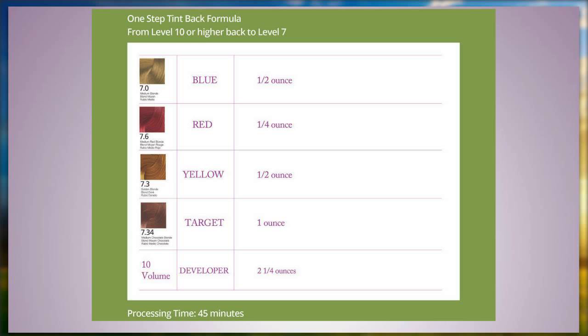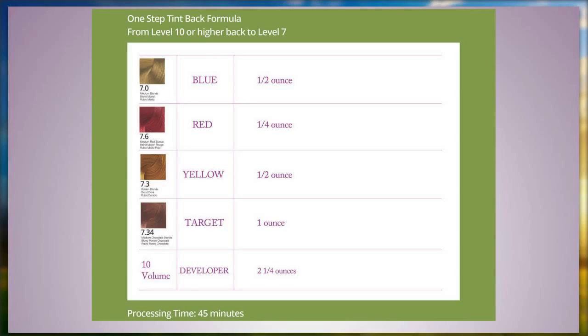Now you remember, with Naste, we always want to make the amount of color equal to the amount of developer. So when you add up how much color that is, that's 2¼ ounces. So I'm going to use 2¼ ounces of my 10 volume. By mixing those two together, I'm going to get the perfect tint back formula. I'm still going to process for 45 minutes. And I'm going to get very, very good coverage, and it makes the hair look like natural hair color.